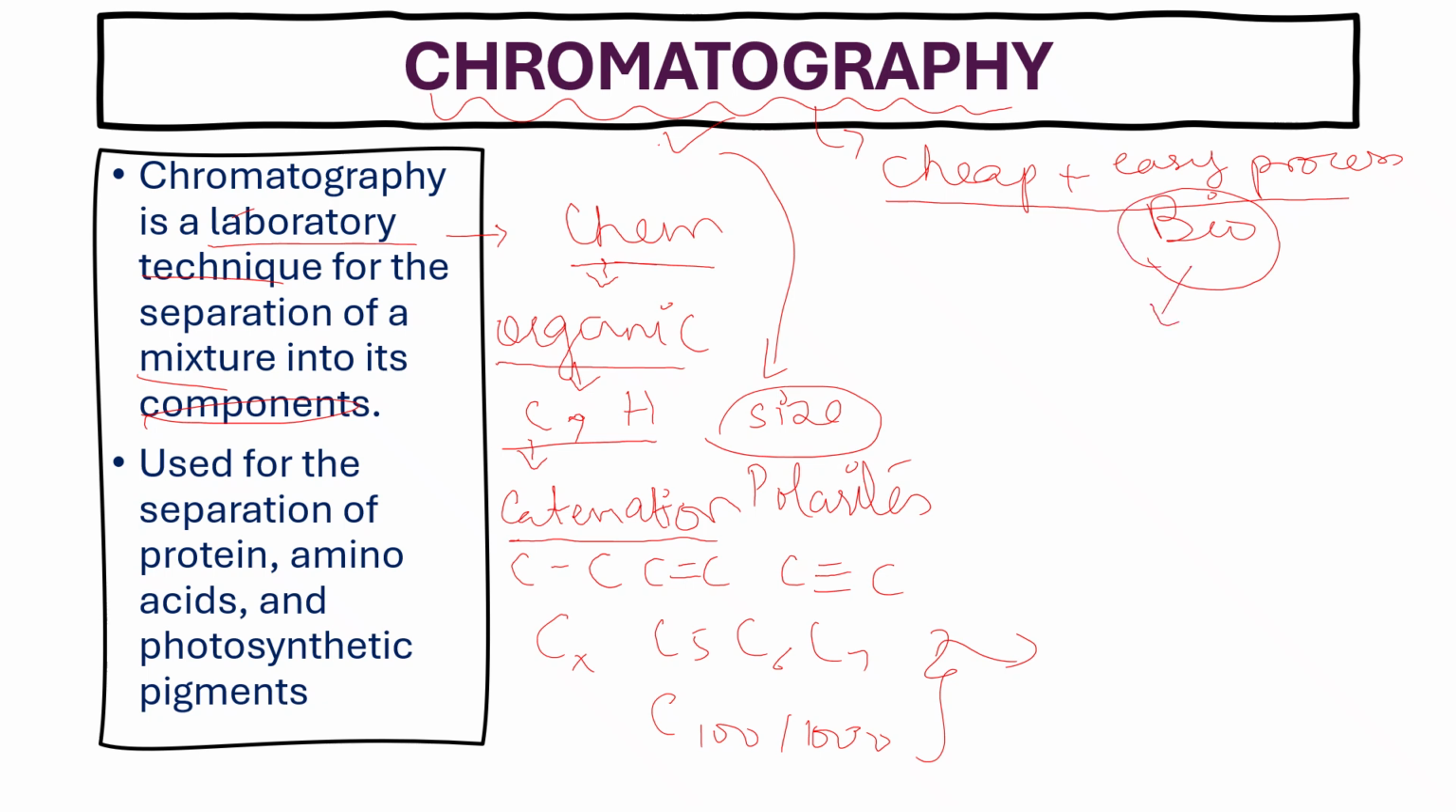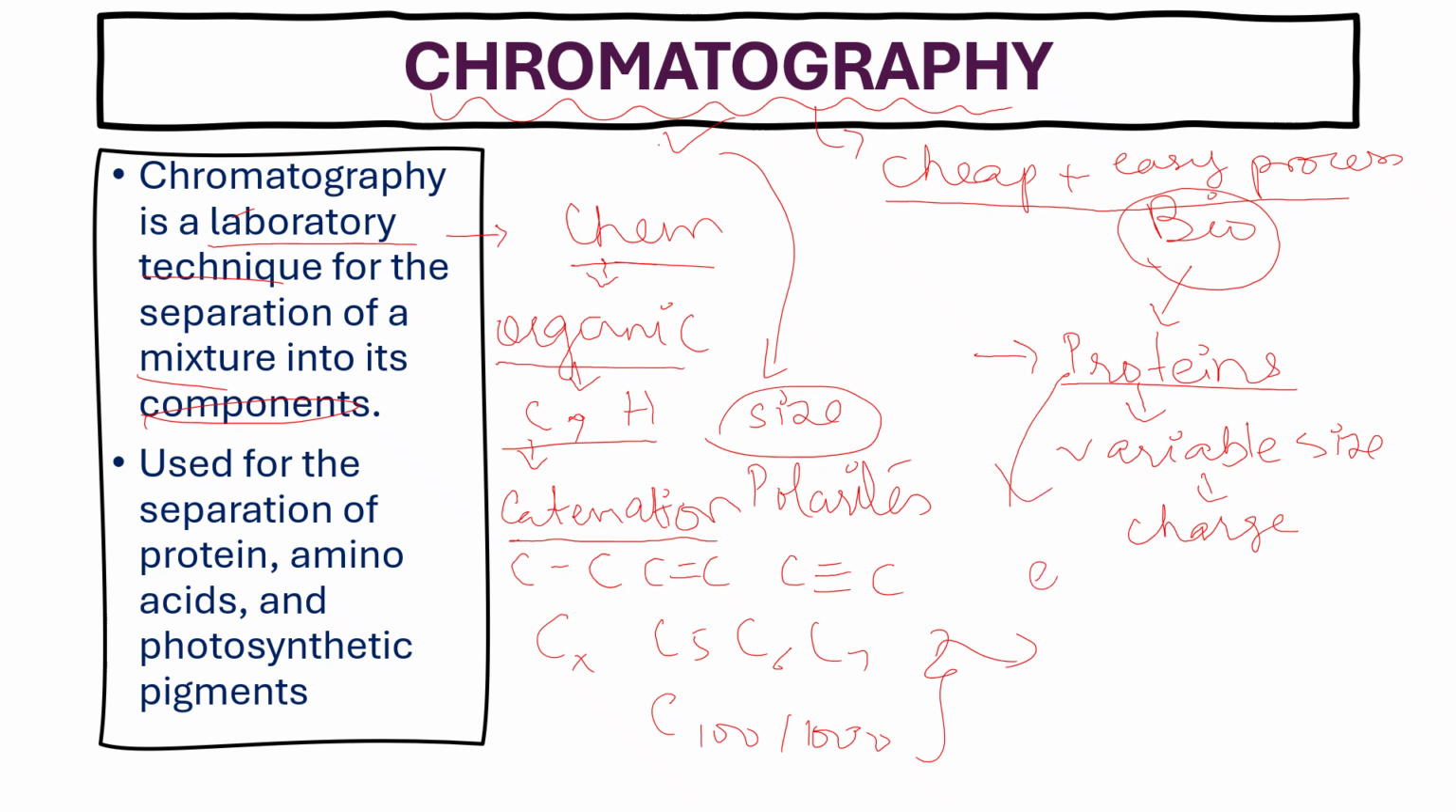for what purpose do we use chromatography in the bio lab? In humans, animals and plants we know that there are a lot of proteins in our body, and all the proteins have a variable size. All proteins have different sizes, and the charge on each protein is different. There are some proteins which are polar, and some which are not polar. So to separate out these proteins we use chromatography.